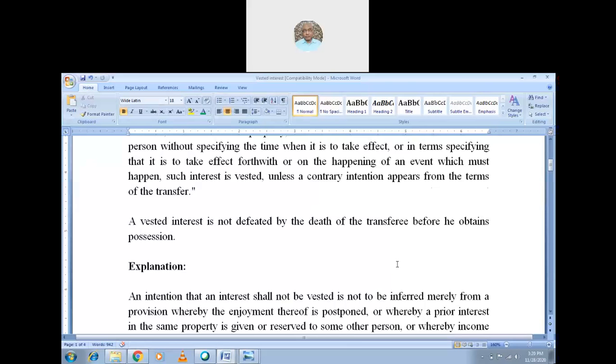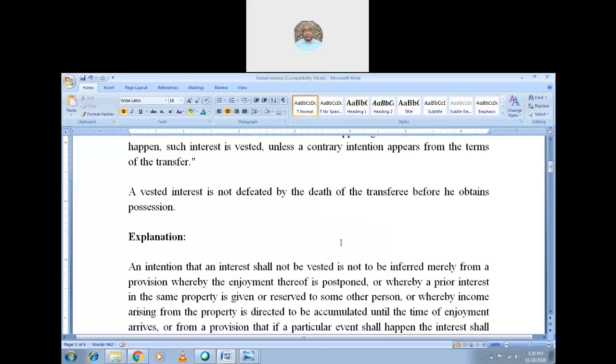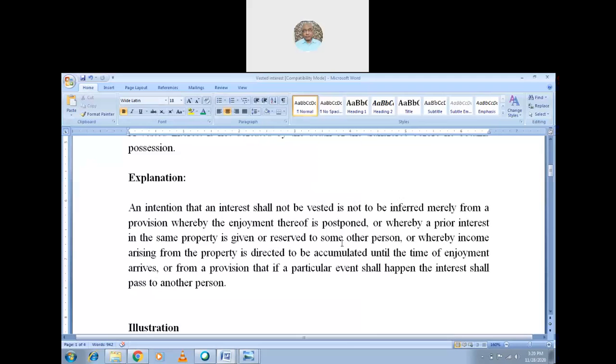That is the reason that in the distinction between the vested interest and the contingent interest, we say the vested interest is transferable and heritable, whereas the contingent interest is not transferable but heritable, or it depends upon the nature of the transfer. That we will study in the next part of this class. Let us see the explanation. What is the explanation given here?